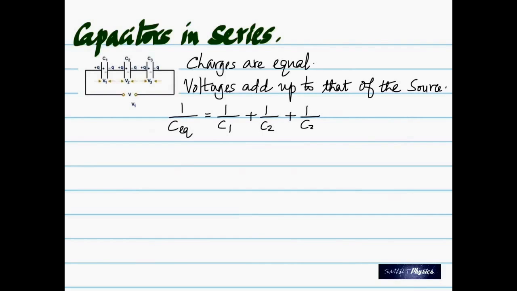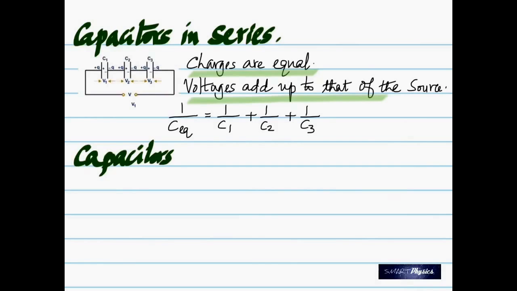Now, with those ideas, you can get a formula for equivalent capacitance: 1 over C equivalent is the sum of the reciprocals of the individual capacitances. So when you put them in series, surely the equivalent capacitance is going to be drastically reduced. In fact, it's going to be smaller than the smallest capacitance amongst them. So if you have a 1 microfarad, a 100 microfarad, and a 1000 microfarad capacitor connected in series, surely the equivalent capacitance is going to be less than 1 microfarad, which was the smallest amongst them.